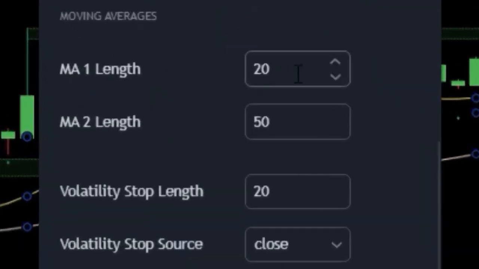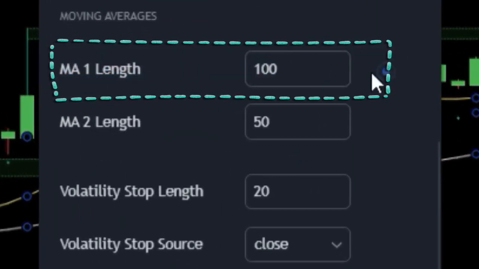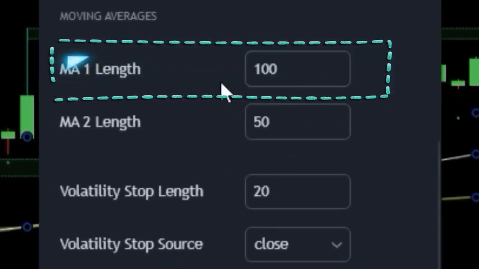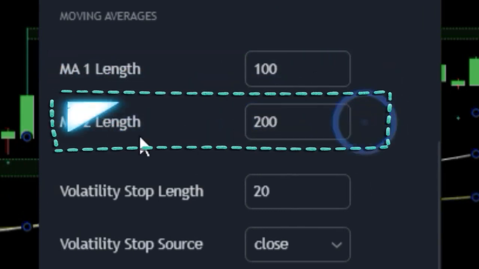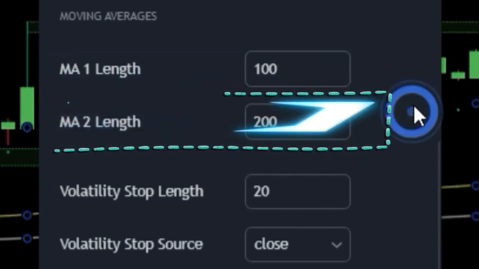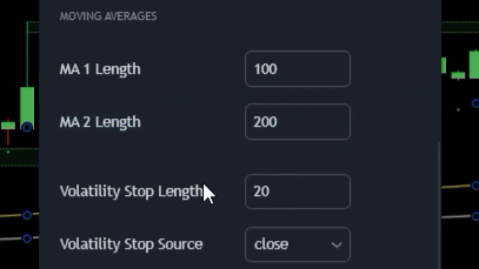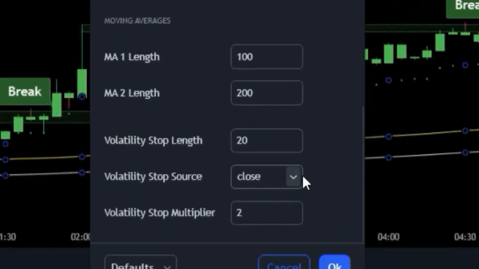Next up, let's adjust a couple of lengths. Change MA1 length to 100 and MA2 length to 200. This will help us see things more clearly. And leave the rest of the options in the inputs tab as they are. No need to mess with those.